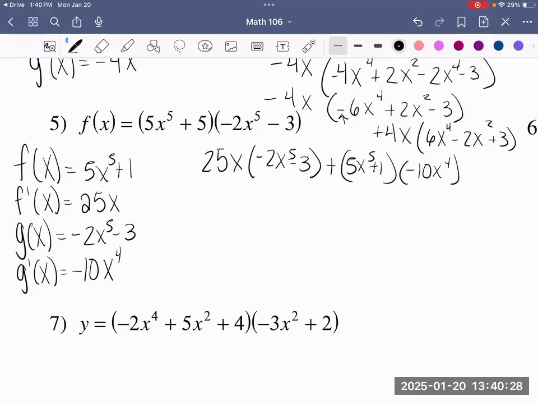And now let's go ahead and simplify. So we'll take out a 5 and x cubed, or no, just an x, so sorry. Oh, wait, hold on. X to the 4th. There we go.